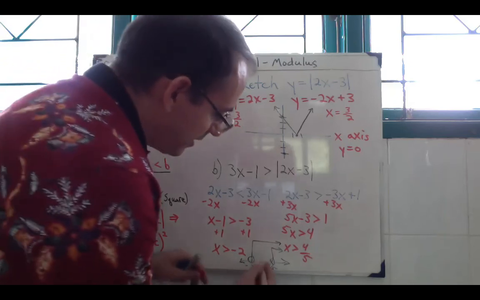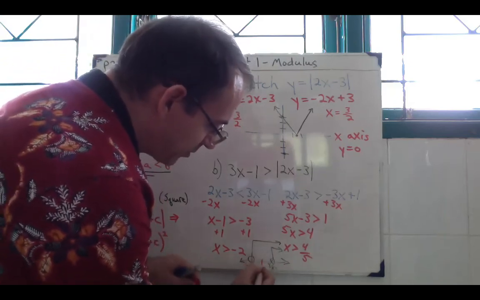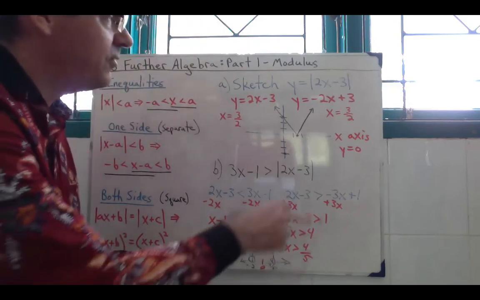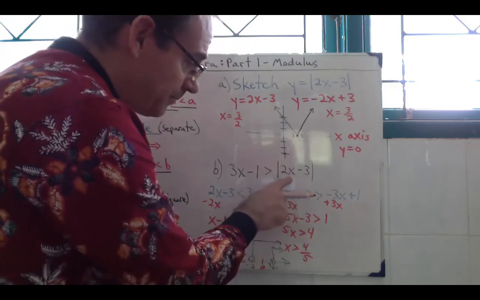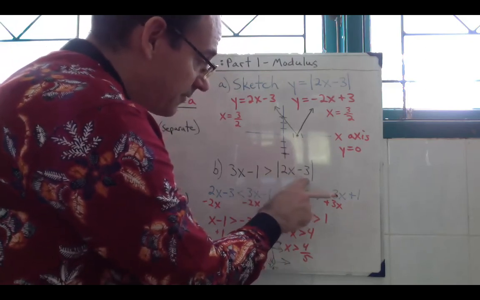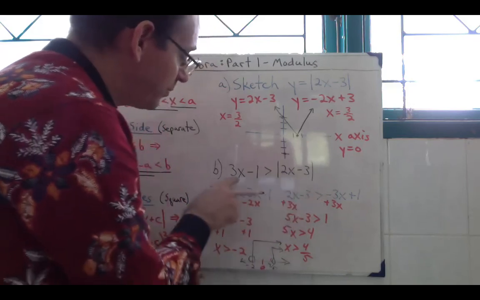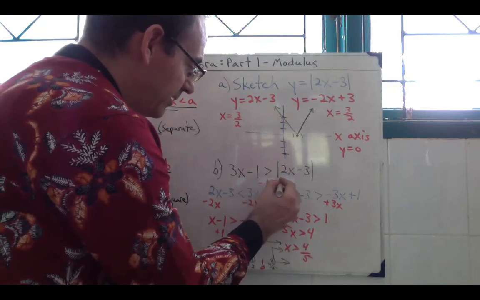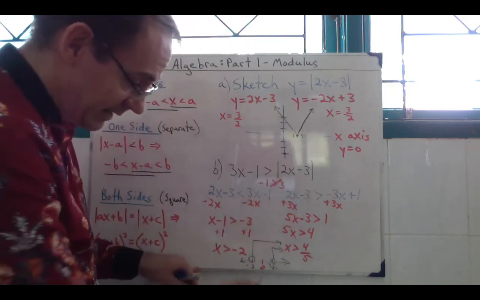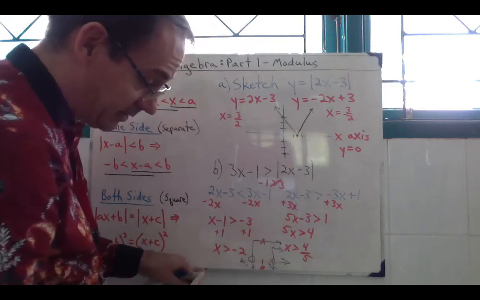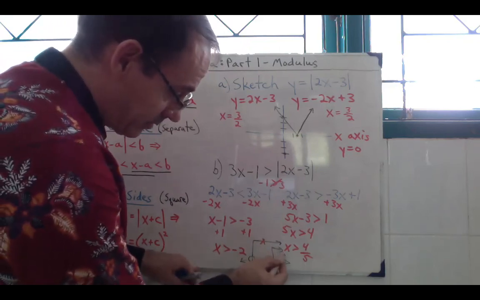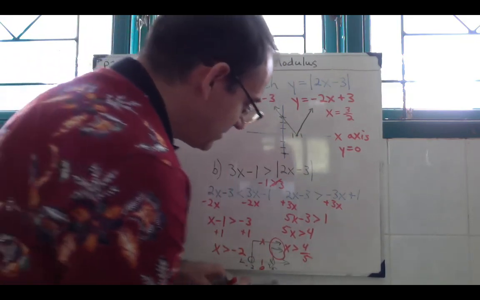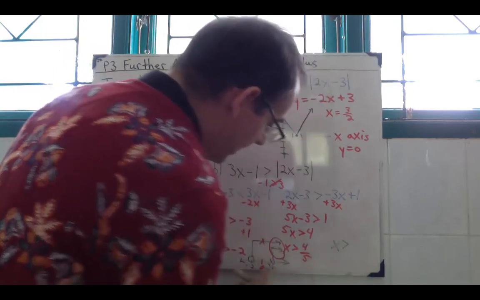If you forget, then just pick a number in between them. So you get 0. 0 is in between negative and positive. If you plug in 0 right here, you get absolute value of negative 3 is 3. If you plug in 0 over here, you get a negative 1. So is negative 1 greater than 3? No, it's not. So you can't include this part. So it's only this part over here.